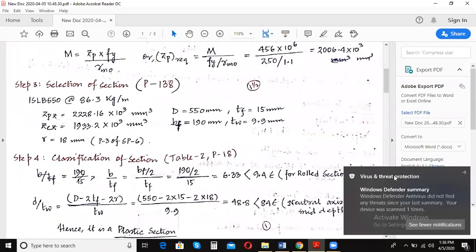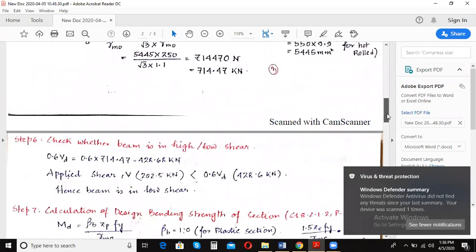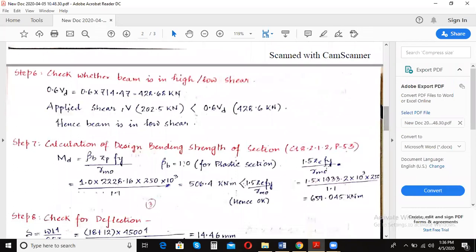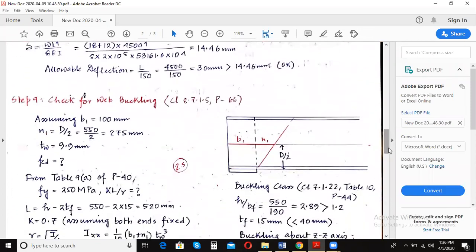We had checked whether this beam is under high shear or low shear, and based on whether it is in high or in low shear, we had also calculated the design bending strength of the section. We had checked for deflection, and in the previous video we had also checked whether the beam was safe against web buckling or not, right?